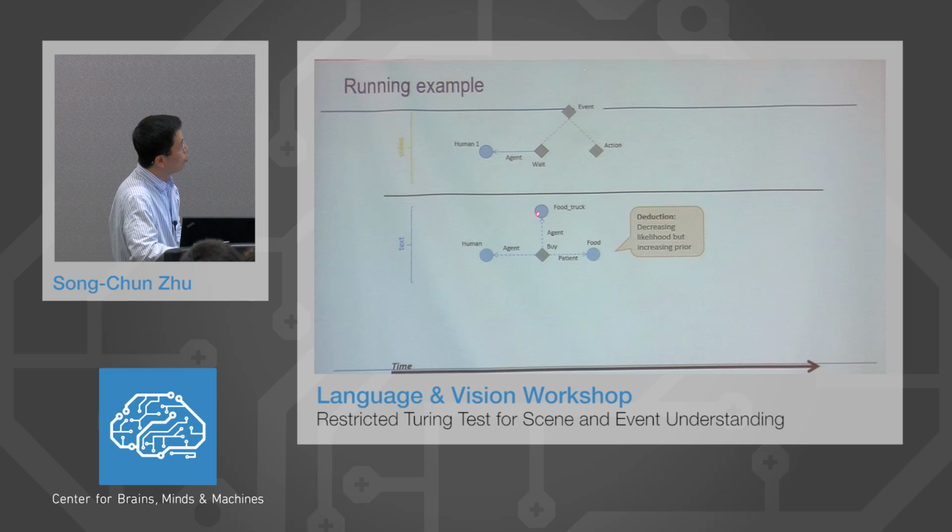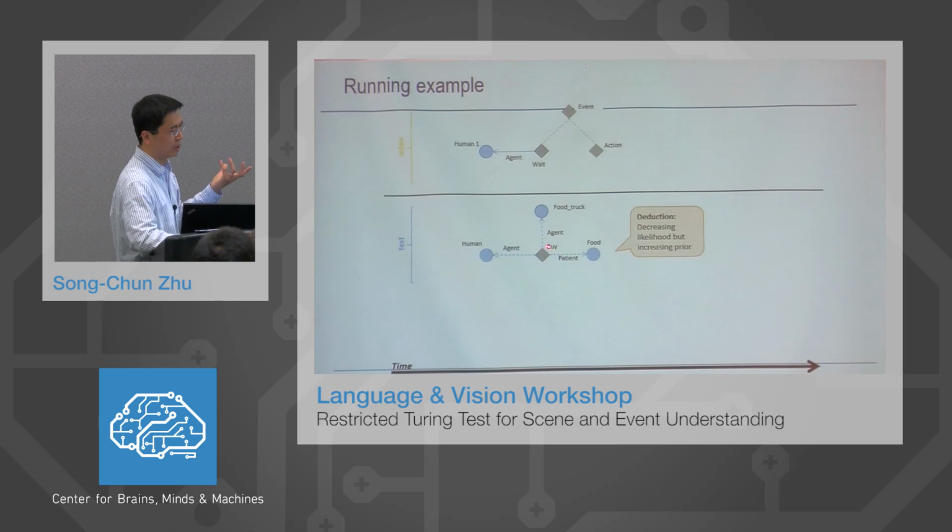And then a food truck, you're going to see this food truck has some affordance. It means what people can do with food trucks. Okay, they buy food, people buying food. So this is maybe a node you get from the action graph as well, linked through this affordance link. As we go, of course, the likelihood is going down, but the prior is going up, to make this event.